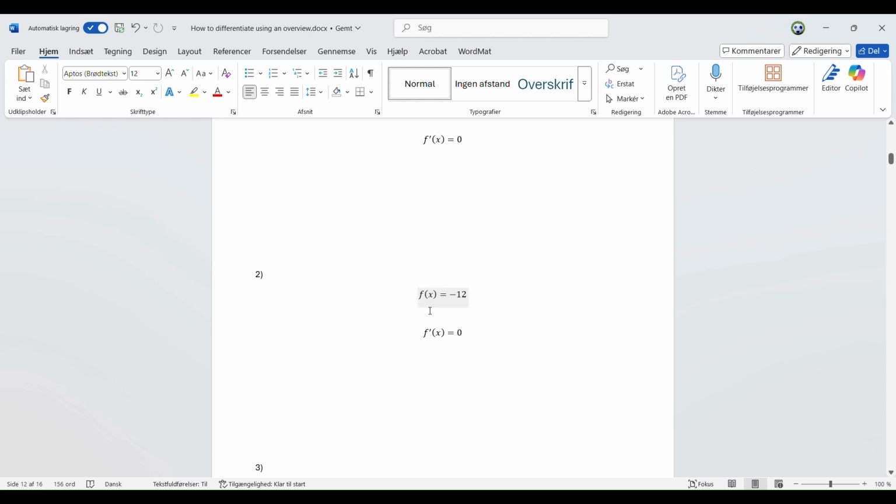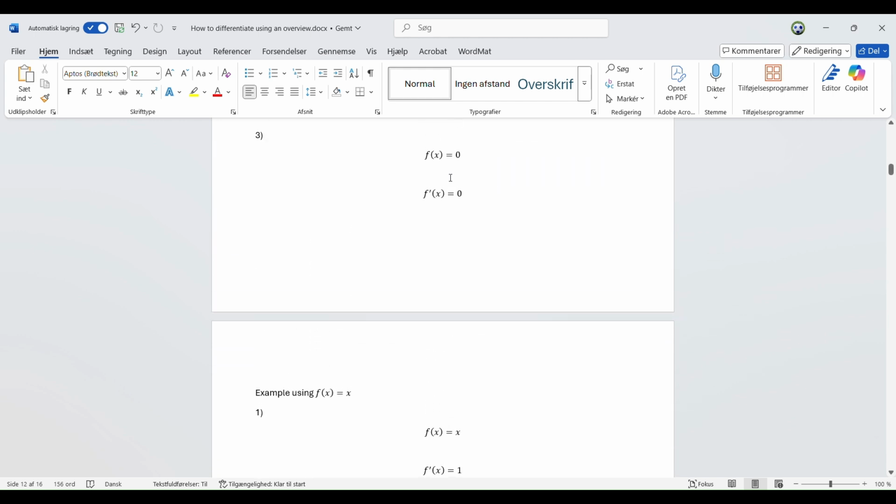Equally down here, f of x equals minus 12. Once again, that's a number, and the first order derivative of numbers is equal to 0. So f prime of x equals 0. And if we've got this special case where f of x equals 0, that's also a constant. So f prime of x would be equal to 0. So that was the first one, for the constant functions.